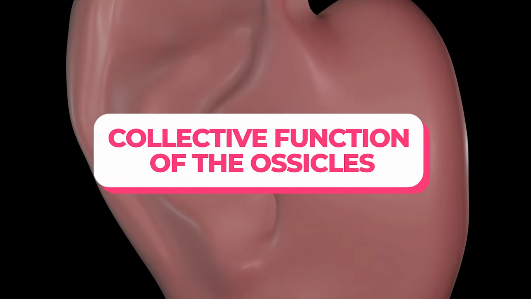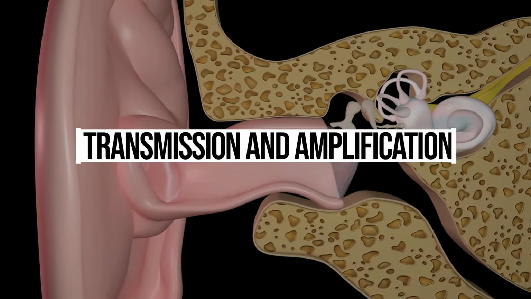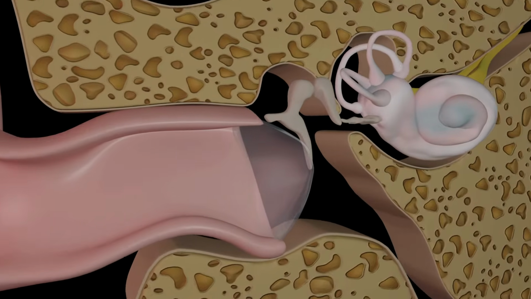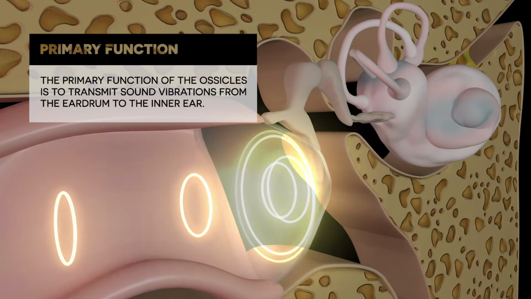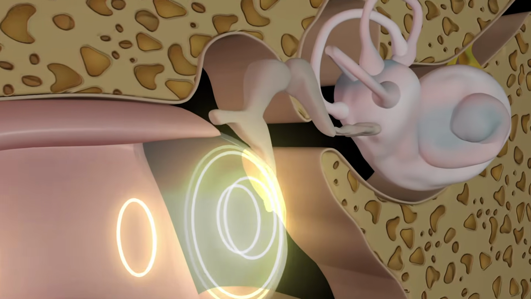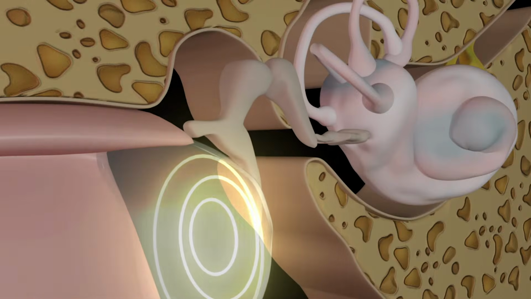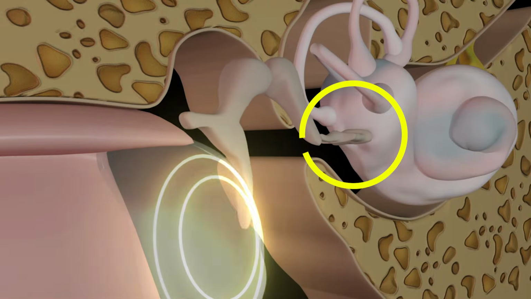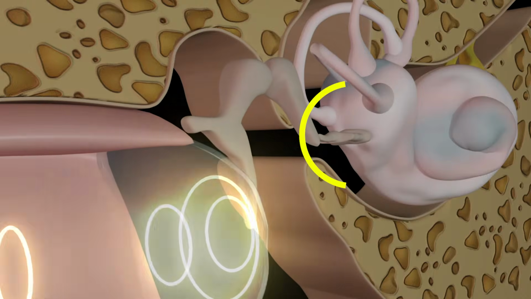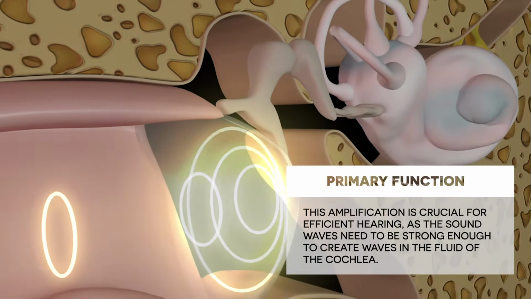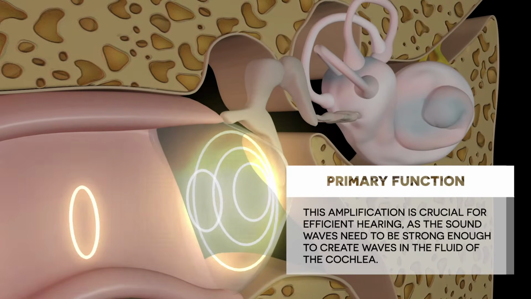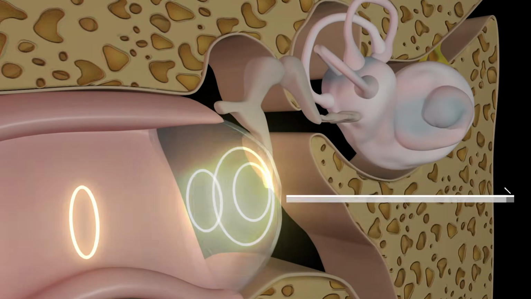Collective function of the ossicles. Transmission and amplification. The primary function of the ossicles is to transmit sound vibrations from the eardrum to the inner ear. As the vibrations move from the larger surface area of the eardrum to the smaller area of the stapes footplate, they are amplified. This amplification is crucial for efficient hearing, as the sound waves need to be strong enough to create waves in the fluid of the cochlea.